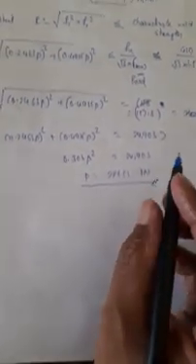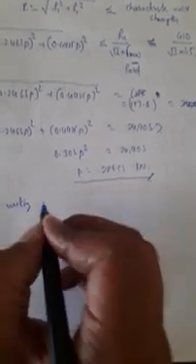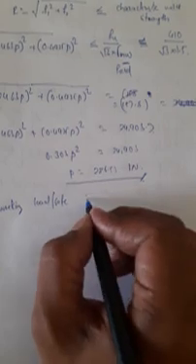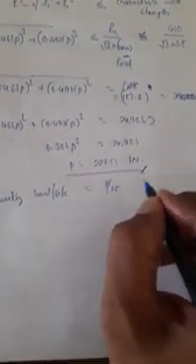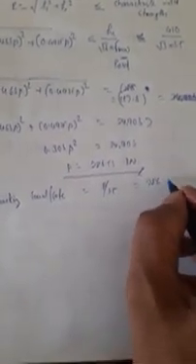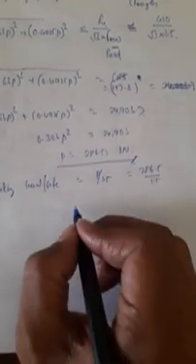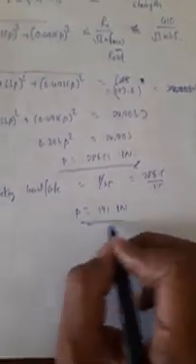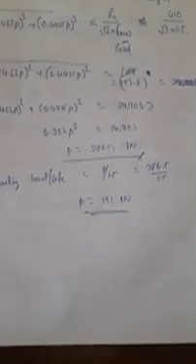This is the load. Now I need to determine working load. Working load or safe load is equal to P by 1.5. 286.5 divided by 1.5. So P I am getting 191 kilonewtons. So this completes the problem. Thank you.